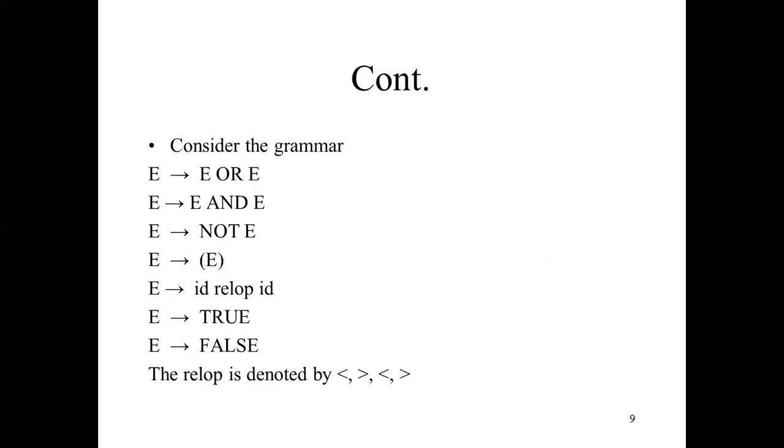Now this is the given grammar. Consider the grammar E is equal to E or E, where or is the logical or. Another, E we can write E and E. So logical or and logical and, and the third one is not E, the reverse of the expression. We can also write E within the braces, again the expression.